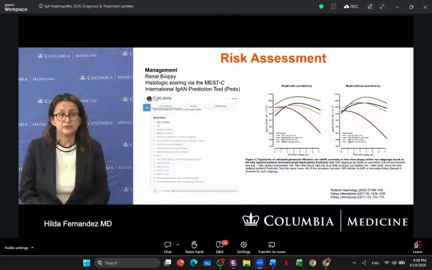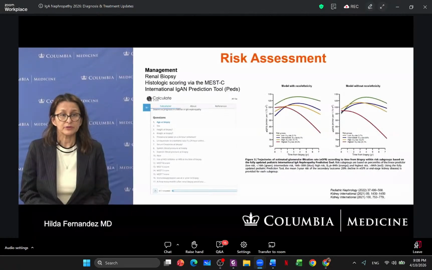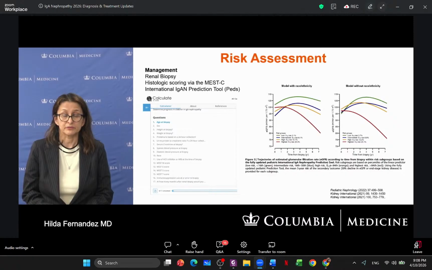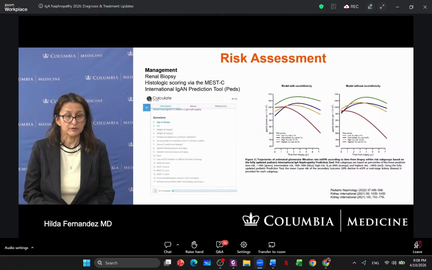And again, Dr. Stokes just mentioned this great risk assessment tool. The International IgA Nephropathy Prediction Tool has been adapted for pediatrics. And this has been helpful to, again, estimate after 5 years the likelihood for a decrease in GFR greater than 30% or end-stage kidney disease. And again, using the renal biopsy criteria in terms of height, weight, proteinuria, and blood pressure and risk.